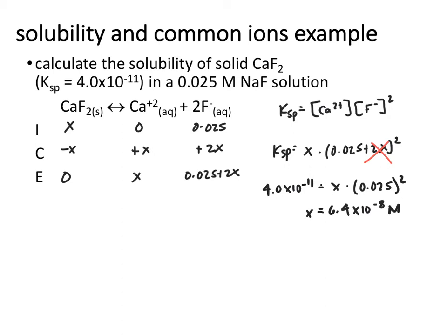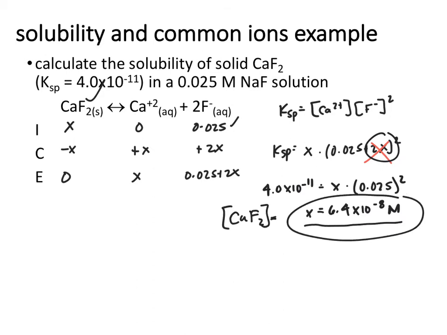Now of course we need to check if the assumption that we made with x is appropriate, so we're going to compare that to our 0.025 molar concentration of the fluoride present initially, and that ends up being a valid assumption, with less than 5%. So we can say that our x here is equal to the solubility of CaF2. Our CaF2 solubility is going to be 6.4 times 10 to the negative 8th molar.